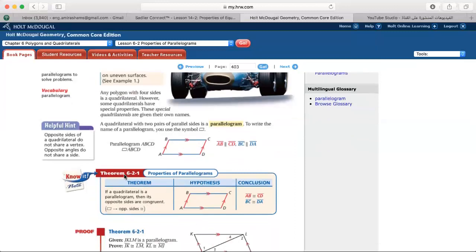The first theorem that we're going to study today is properties of parallelograms. If a quadrilateral is a parallelogram, then its opposite sides are congruent. So if I have a parallelogram, then the 2 opposite sides are congruent. Congruent means that they are equal. They are parallel and they are equal in length.